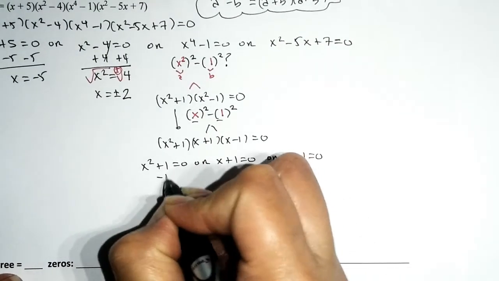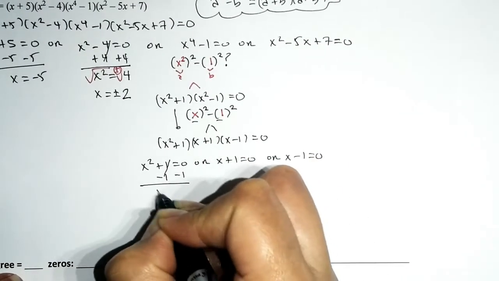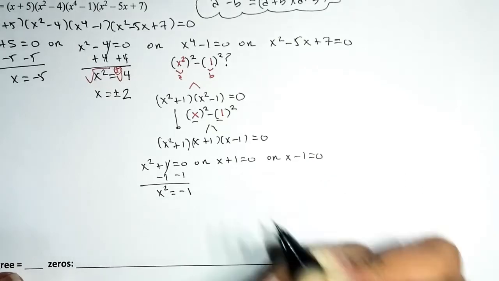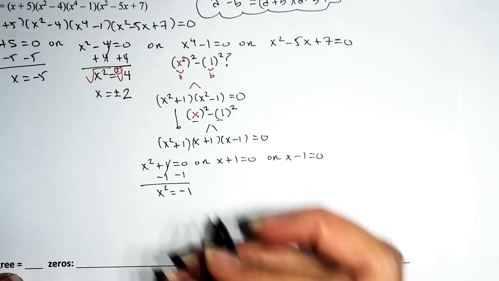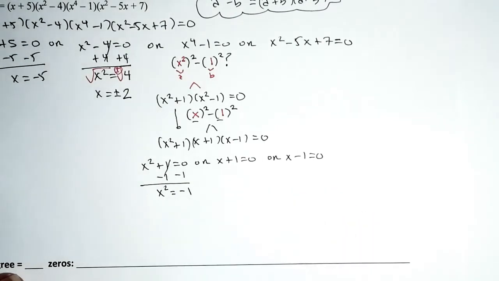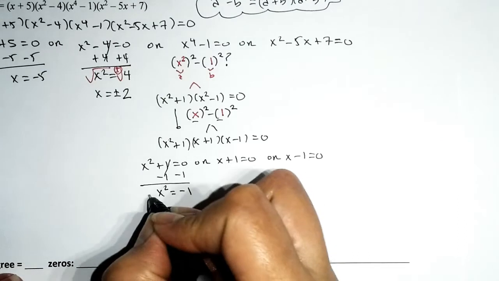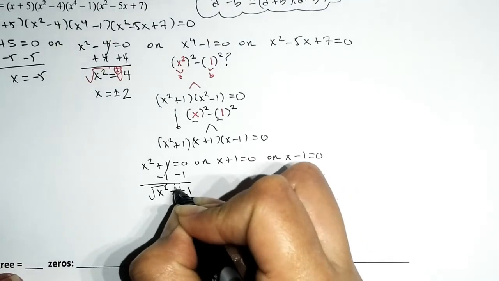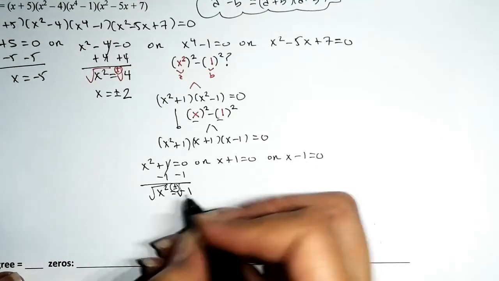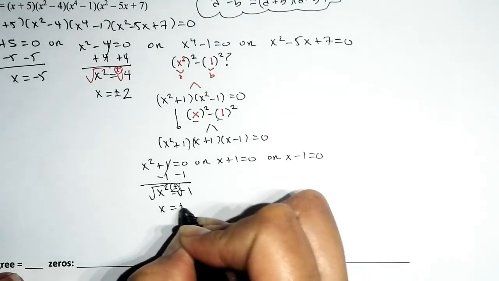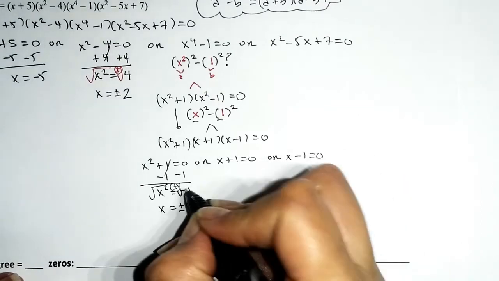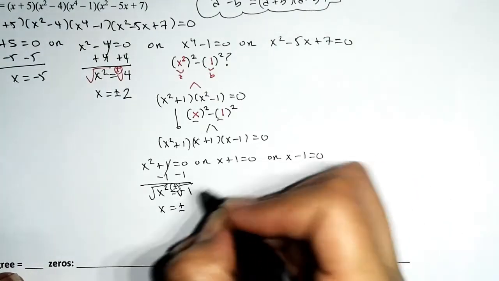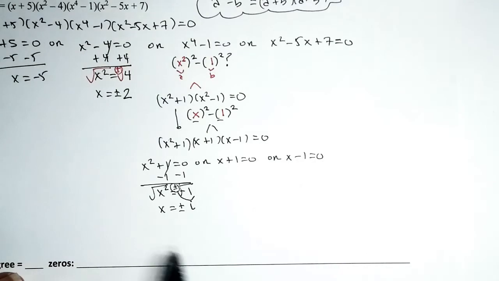We isolate the squared part, and after we subtract 1 from both sides, that will give us x squared equals negative 1. Take your time. To undo the square, we're going to take the square root. Don't forget to insert your plus or minus, and that will leave us with x equals positive or negative the square root of negative 1, which simplifies to the imaginary unit i. How about that? So we have two more zeros, positive i and negative i.